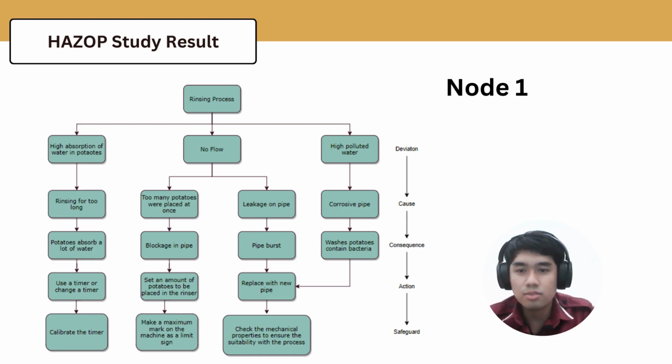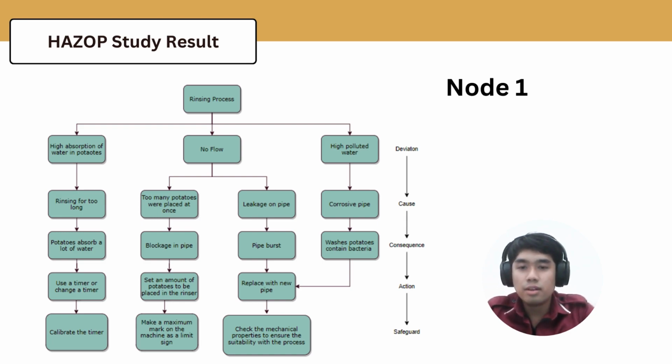For the consequence, we have the blockage in pipe, and then the action that needs to be taken is to set an amount of potatoes to be placed in the rinser, and lastly for the safeguard, make a maximum mark on the machine as a limit sign.